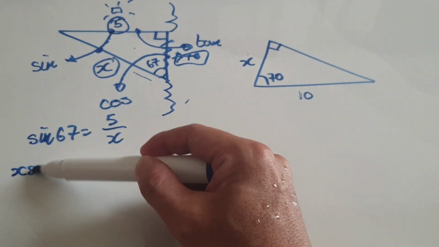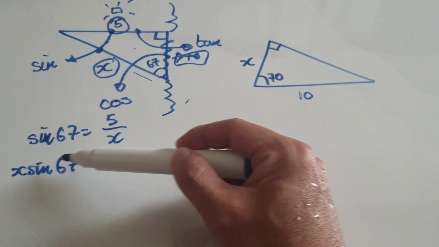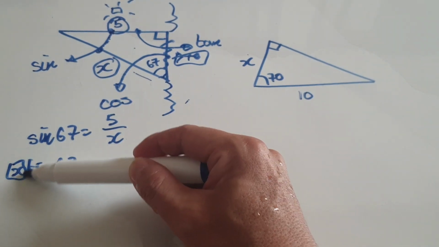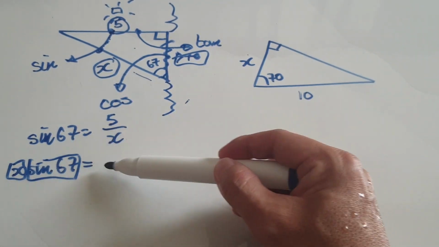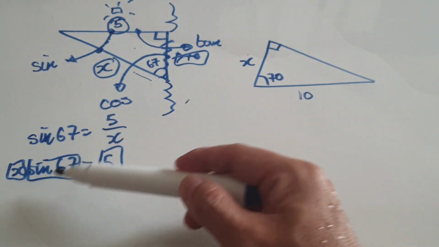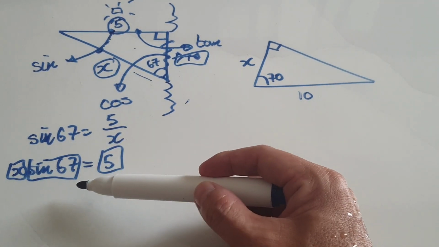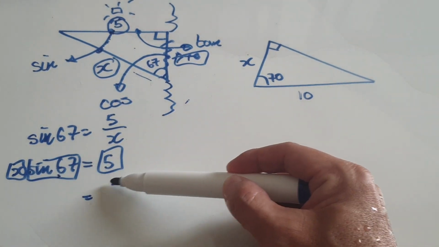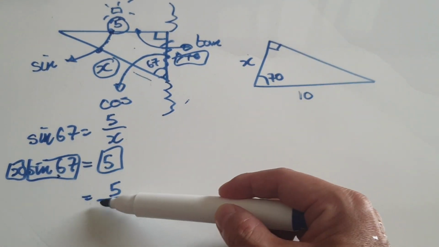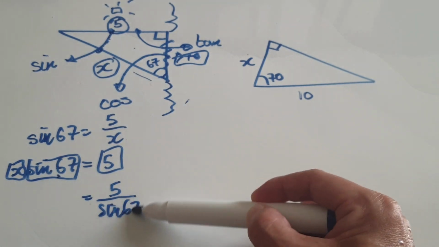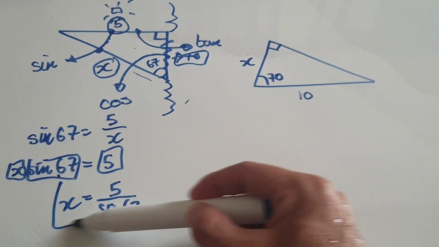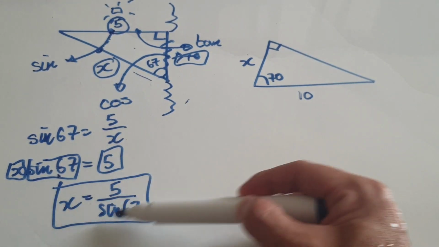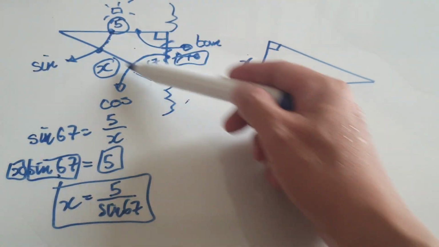So x sine 67. Visualize this as one block times another block equals 5 equals this block. So to get x on its own, divide both sides by this block here. So take the 5 down and then divide by sine 67 equals x. So this is your final answer. Punch this into your calculator and it should give you this length.